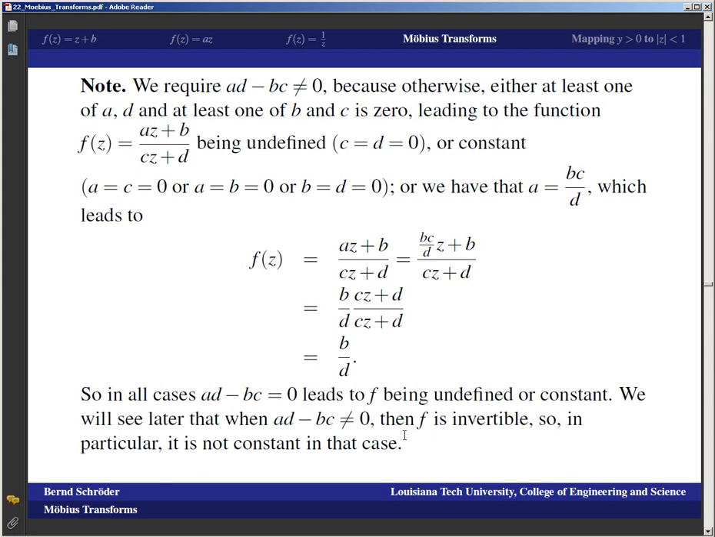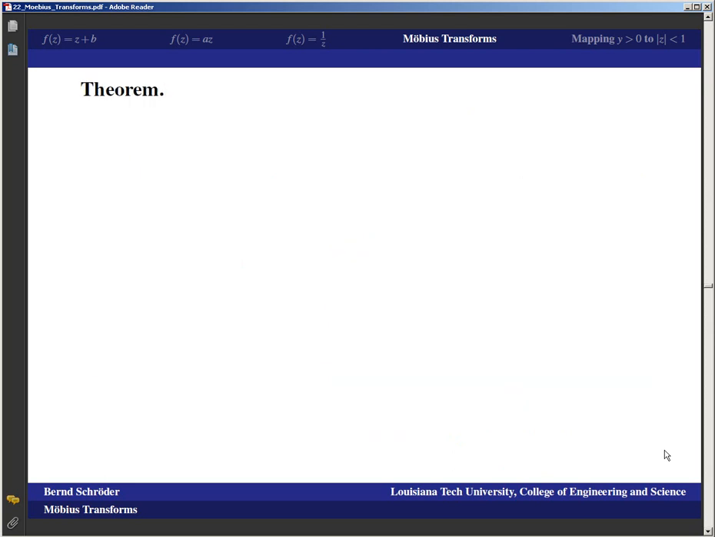And we'll see later that when it's not equal to 0, then f is actually invertible, so in particular it will not be constant in that case. So basically, this demand here takes out a few pathological cases, a few cases that are not as pretty as the rest.